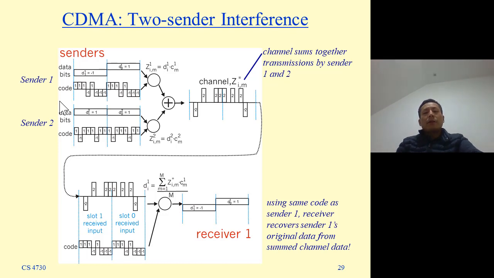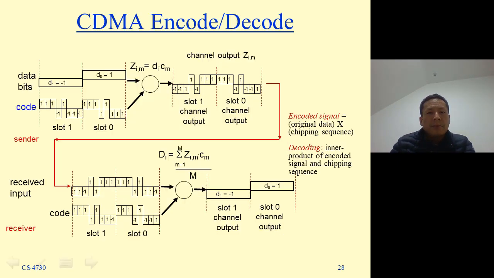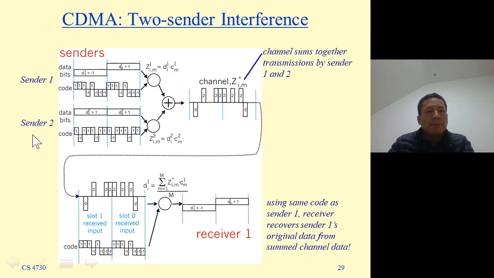So these slides show you a little bit complicated example. The only difference between this slide and the previous slides is that in the previous slides we only had one sender, but in this one we have two senders. Two senders mean that each sender may have a different chipping sequence.